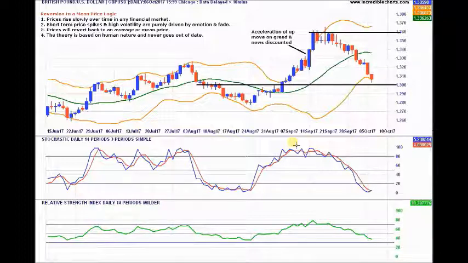Now, obviously, you have to practice reversion to the mean. Like I said, it is an art, it's not a science. This is a simple way of doing it. There's plenty of other ways, but it's a timeless strategy. You don't need to do anything fancy.